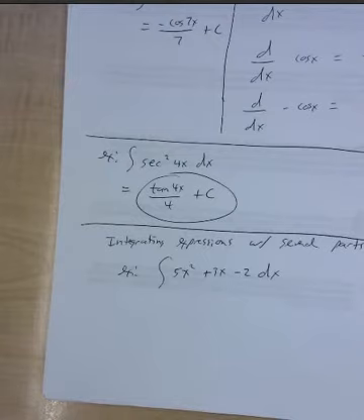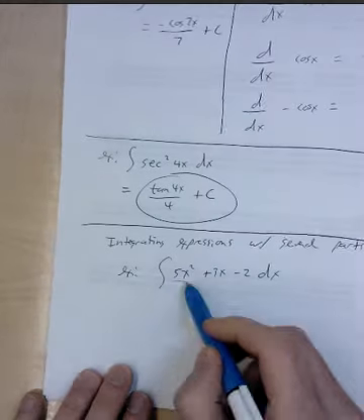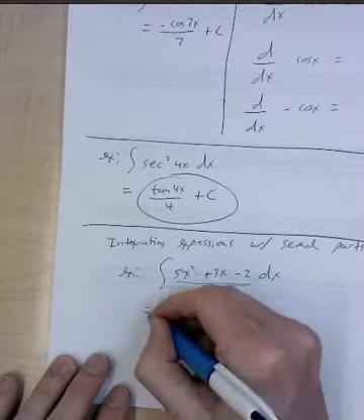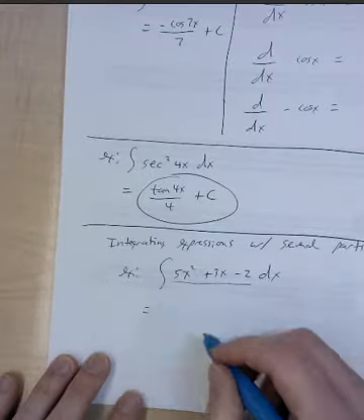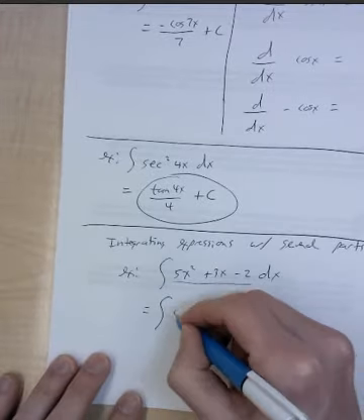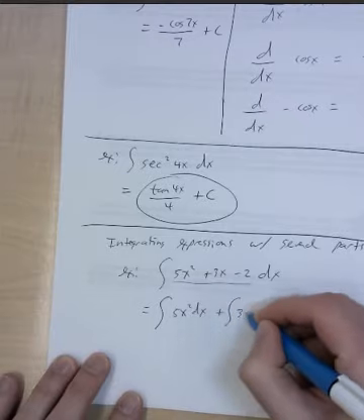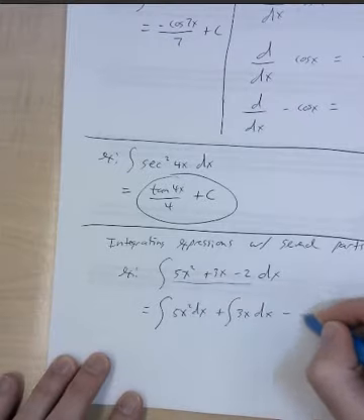You just do the integral for each part. Yeah, we just integrate each part separately. We don't need to think about this as one big complete unit and ask ourselves, what is that the derivative of? We can just think of it as several smaller pieces. So this is really the same as the integral of 5x squared dx plus the integral of 3x dx minus the integral of 2 dx.